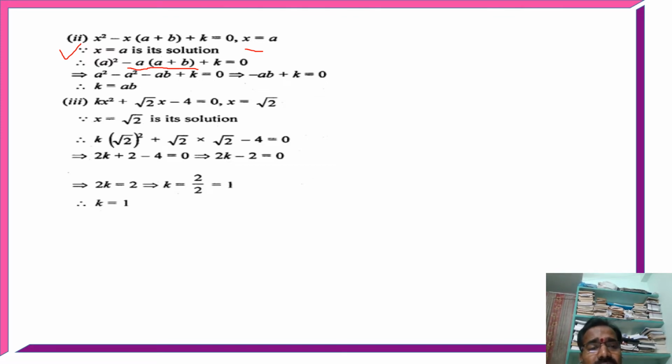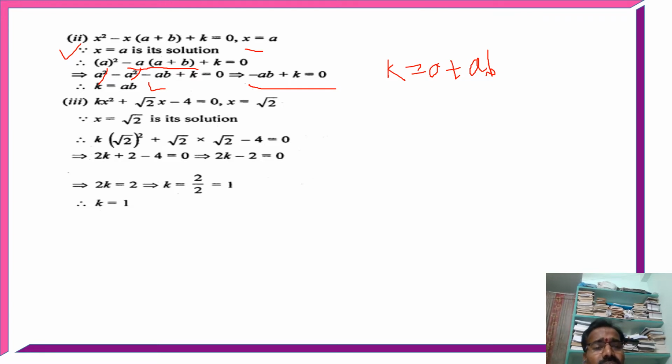Minus into plus is minus, a into a is a square, minus into plus is minus, a into b, ab, plus k equal to 0. Here minus a square plus a square cancel. We have minus ab plus k equal to 0. Then k equals, if minus is transposed to the other side of equality, it will become plus. So 0 plus ab. If you add any number or any term to 0, we get the same term. So 0 plus ab, so the k value is ab.